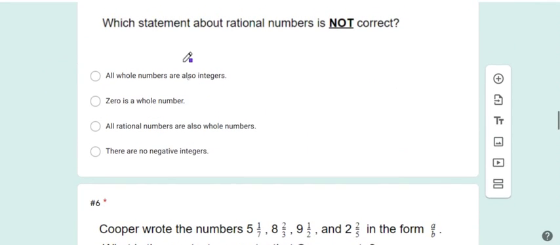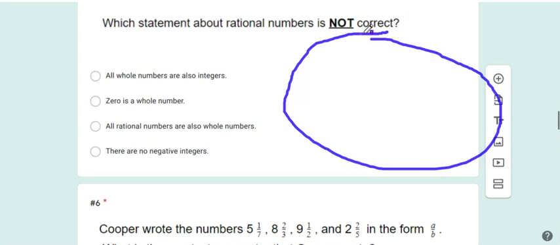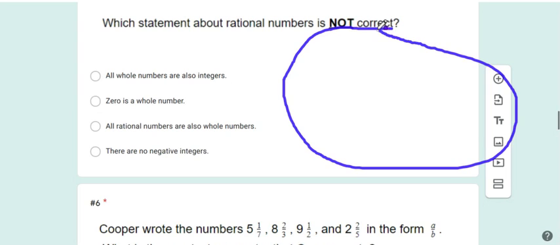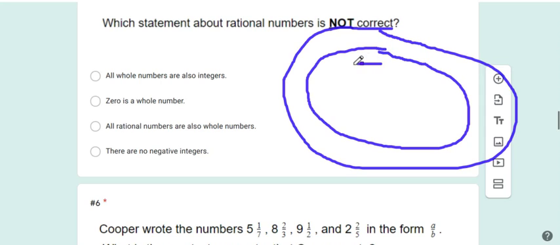Number 5, which statement about rational numbers is not correct? Okay, all whole numbers are also integers. Okay, so remember we have all the rational numbers, which are fractions and decimals. Inside here we have the whole numbers, and inside there we have the integers. All right, so all whole numbers are also integers. So here's a whole number, let's say 15. Okay, this whole number 15, is it also an integer?